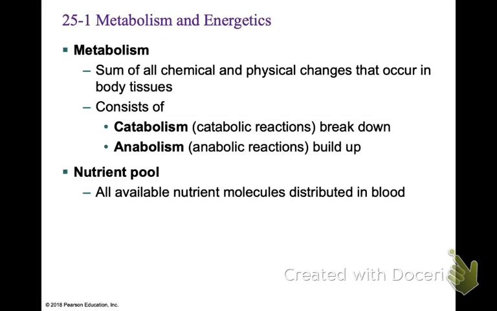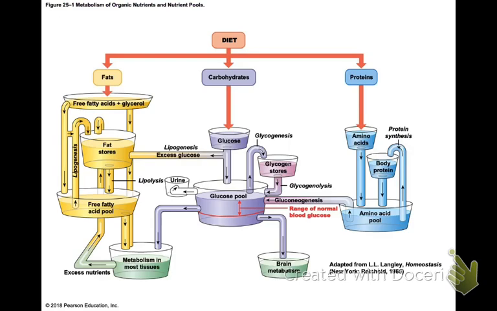The nutrient pool is everything that is available. In general, you think of the nutrient pool as being in the bloodstream, but you store some of that in your fat reserves, you store some in your liver. So here's a great picture that shows you how that nutrient pool is sort of divvied up. You've got the food from your diet at the top. And we're only going to talk about the three major nutrient categories: fats, carbohydrates, and proteins.